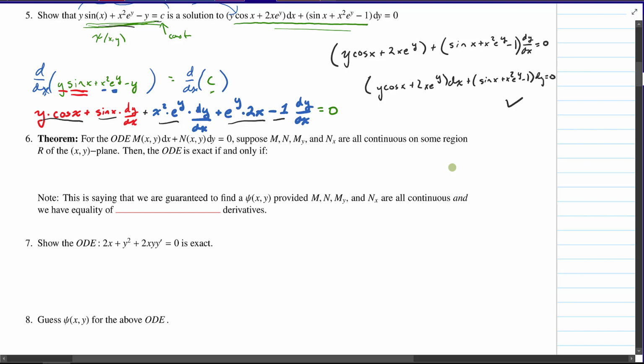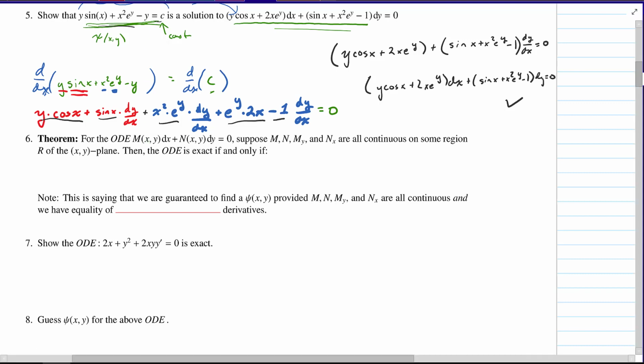So folks, this was rather tedious checking, and notice that in order to confirm that this was an exact ODE, I had to tell you what that psi of xy is. In a little bit, you'll figure out how to solve for that psi of xy. But before that, let's give a better criterion for determining whether or not an equation is exact.